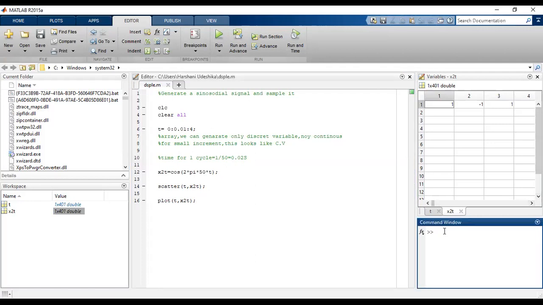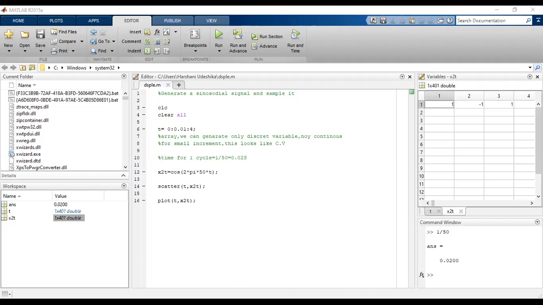One over 50, it is 0.2, no? It is 0.02, 1 over 50. Okay. So if I draw, the signal will be like this. Okay.